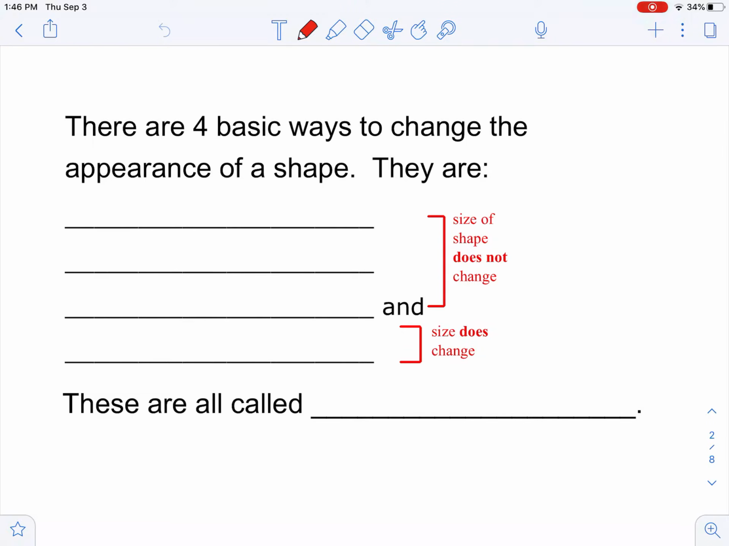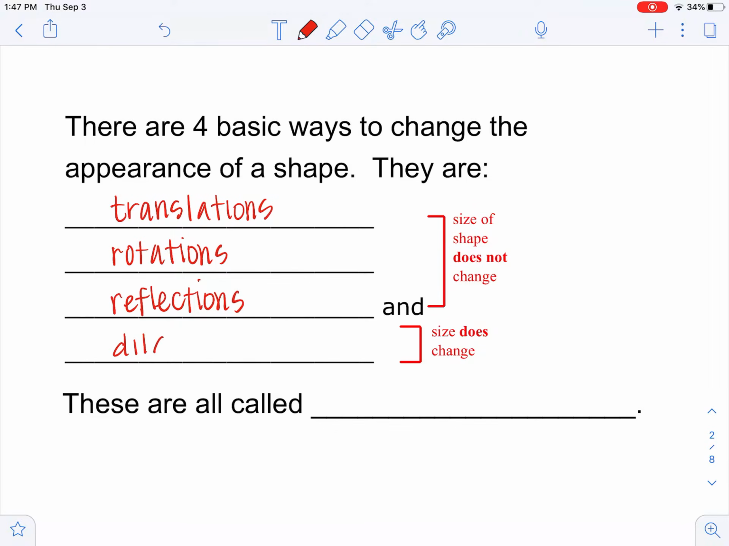Okay, there are 4 basic ways to change the appearance of a shape. They are translations, which we will talk about today, rotations, reflections, and dilations. It's not "dilations," it's dilations, just so everyone's spelling it right.